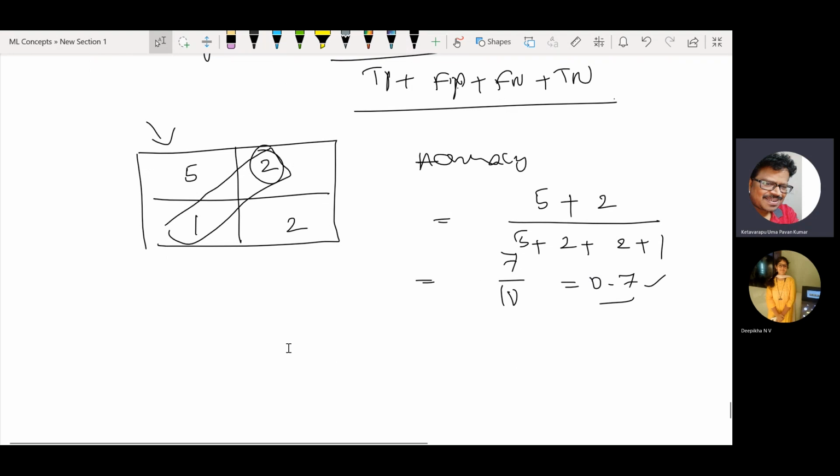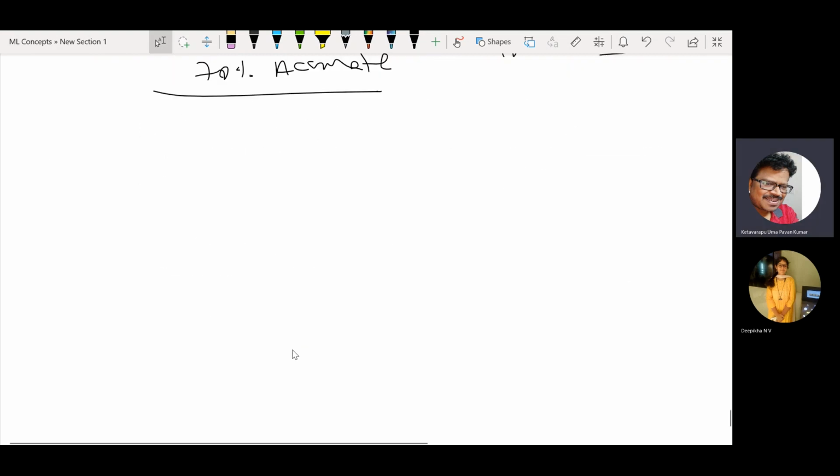I mean, suppose I'm taking 10 cases, out of 10, 7 correct predictions are there. And if you compute manually also, 5 plus 2, 7. Out of 10, 7 times we got the correct answers. So obviously your model is 70% accurate. Not bad, but 70% is normal, guys. It's not a good thing actually. But most importantly, in the decisions, there is another thing called precision.